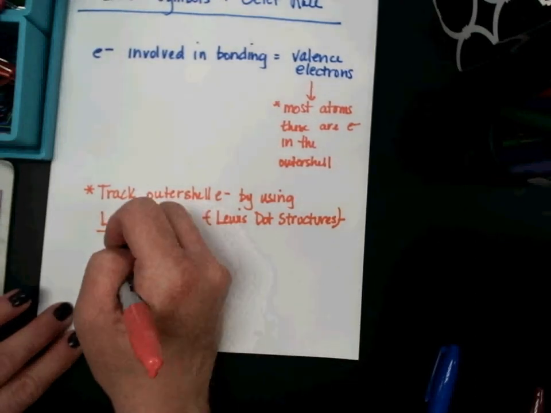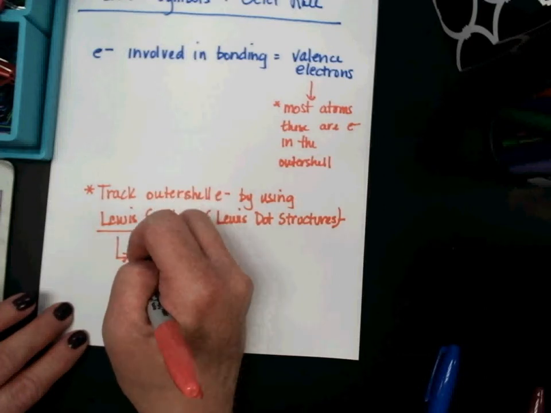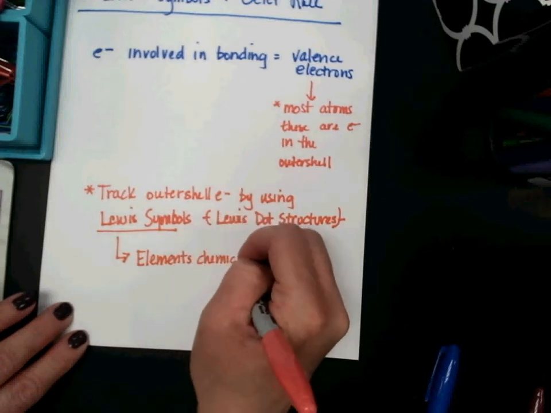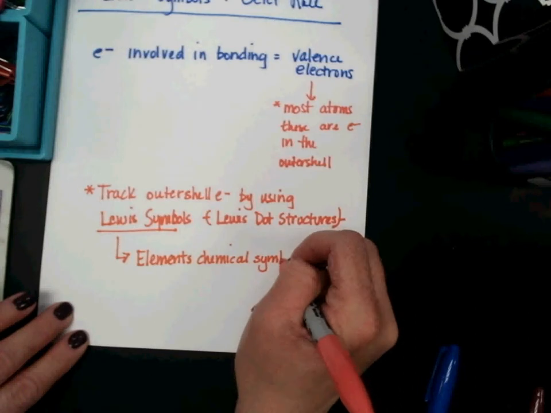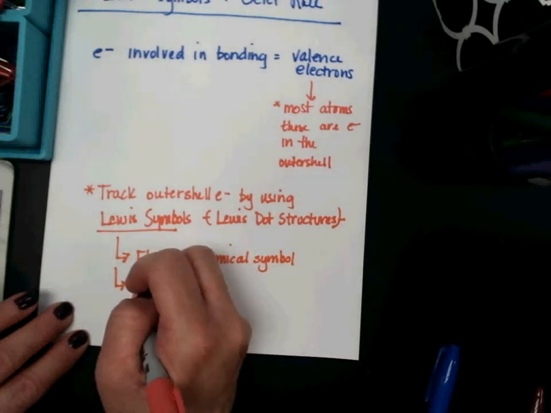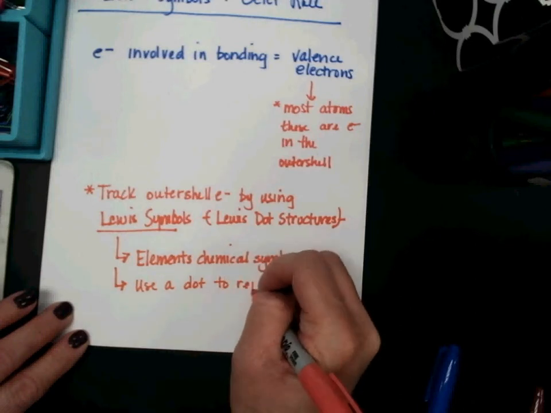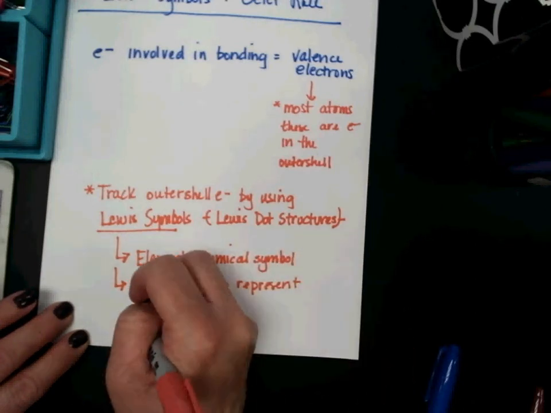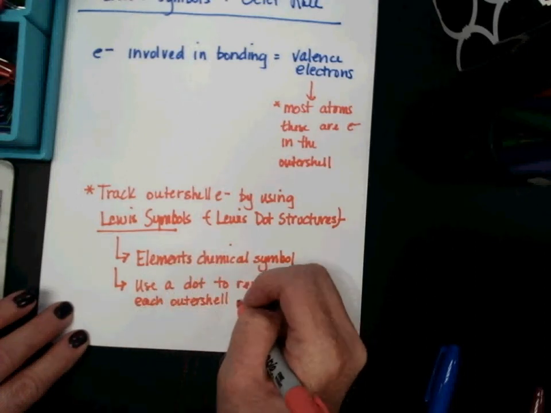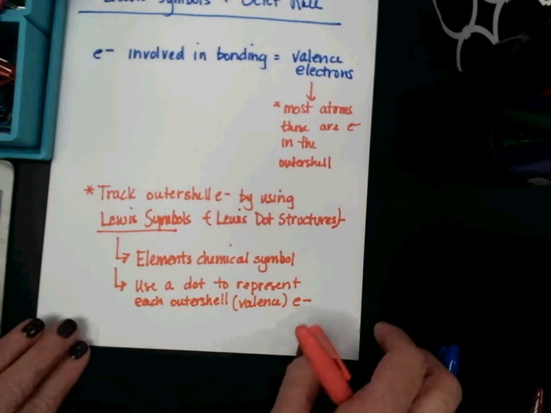If I have a Lewis symbol, or I'm making a Lewis symbol, then I would say we use the element's chemical symbol, and I would go on a little bit further and say that we use a dot to represent each outer shell or valence electron.